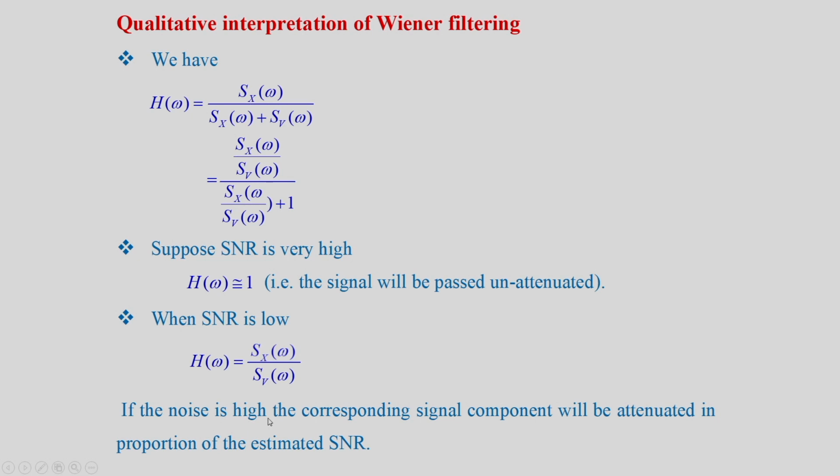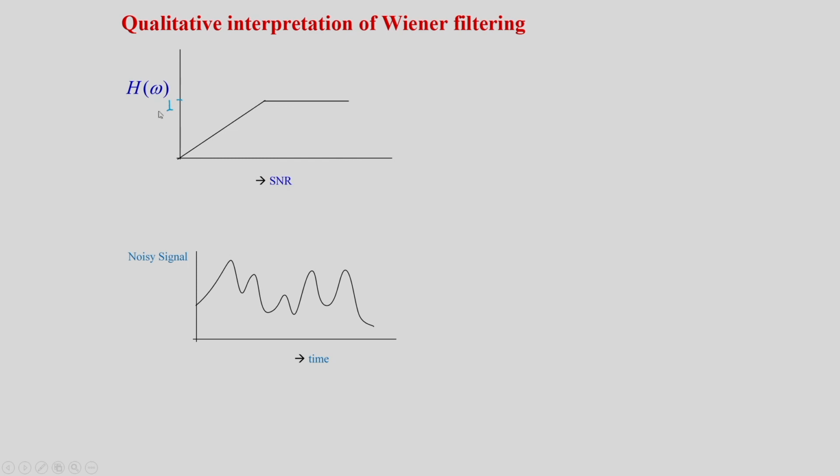Therefore, if the noise is high, the corresponding signal component will be attenuated in the proportion of the estimated SNR. We can plot H omega versus SNR. When SNR is very low, H omega is equal to SNR, so that is a line of slope 1, and when SNR is high, H omega will be equal to 1, so that the signal will be passing unattenuated.